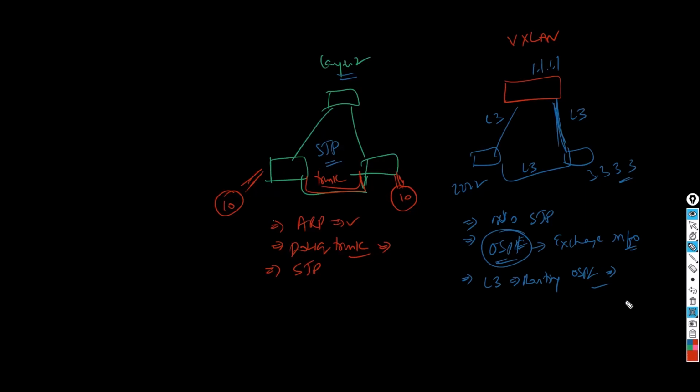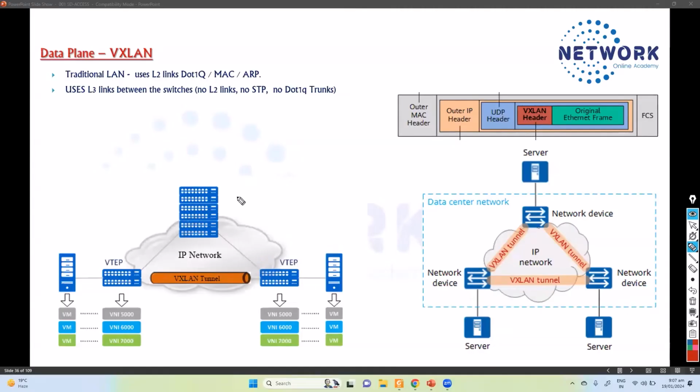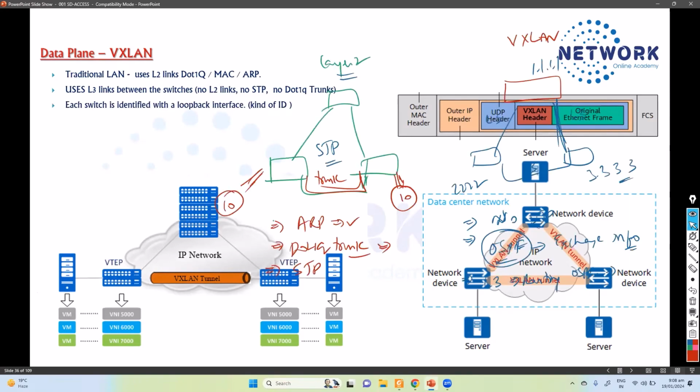So one of the major changes, if you compare this with traditional layer 2 networks, is we don't have the layer 2 links, we don't have the STP, we don't have the .1q link, we just have the layer 3 links. And again, as I said, each switch will be identified with an ID. Every switch will have its own identifier, which will be used for identifying that particular switch. Let's say if I want to go to this particular MAC address or IP address, you have to go to switch 2 with an IP address of 2.2.2.2. That will be the router ID.